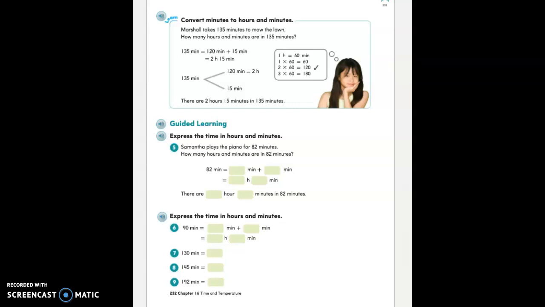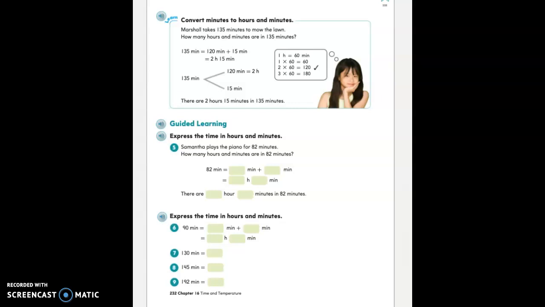My friend here is thinking, okay, 1 hour equals 60 minutes, 2 hours equals 120 minutes, 3 hours equals 180. So what she's doing is trying to figure out how many hours are in there. She's looking at my number, 135, and she doesn't want to go over that number. So 3 hours would be too much because that's 180 minutes. So we're over the top.